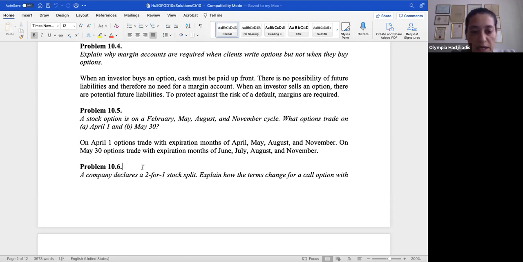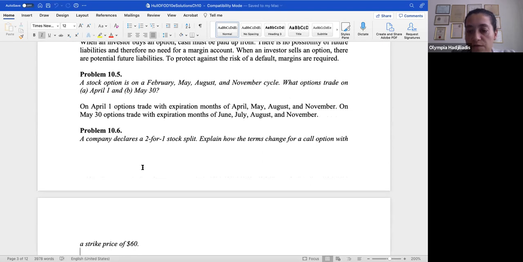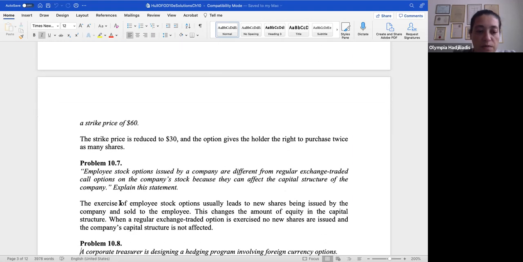A company declares a 2-for-1 stock split. Explain how the terms change for a call option with a strike price of $60. The strike price is reduced to $30, and the option gives the holder the right to purchase twice as many shares.